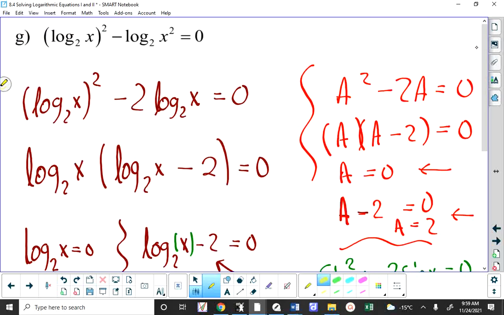Well, they're both positive numbers. So log base 2 of x is defined, and log base 2 of x squared will certainly be defined, because when you square x that's already positive, it will be positive. They're both solutions.